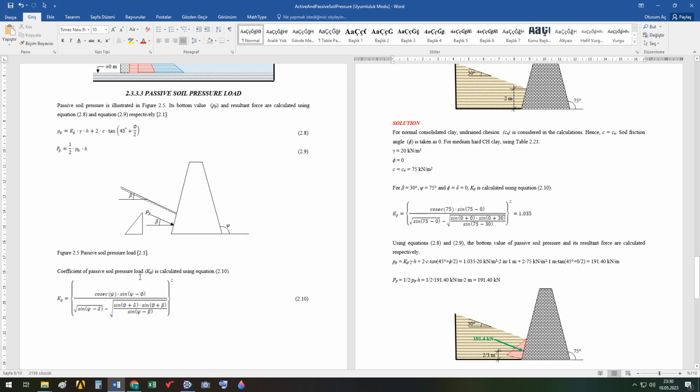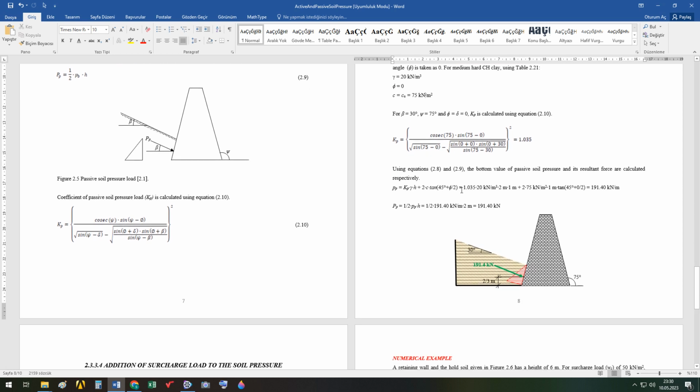So Kp is calculated from this equation. And from these two equations, we calculate the bottom value of Pp, which is the passive soil pressure, and its resultant force. So much easy. When you look, you will understand it.